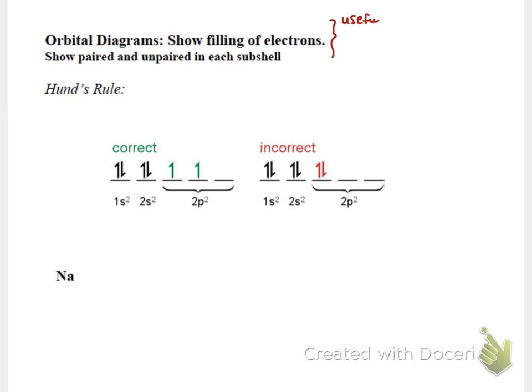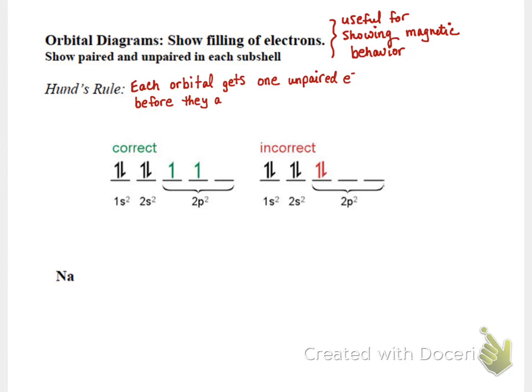Hund's rule, this is useful for showing magnetic behavior. Hund's rule says that each orbital gets one unpaired electron, and then we go back and we add a second one to each orbital and pair them. So one way to think about this is like seats on a school bus. When students are getting onto a school bus, every student gets their own seat until all the seats have one student, and then they'll go back and pair up.